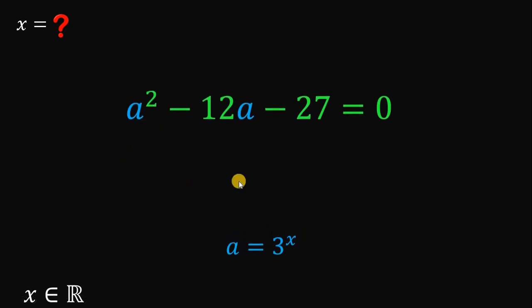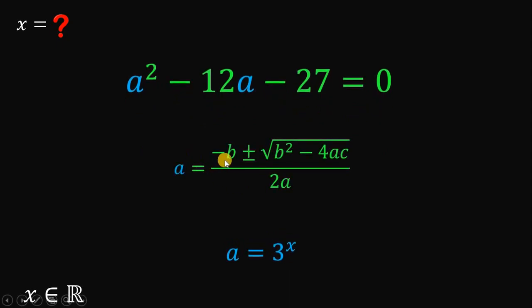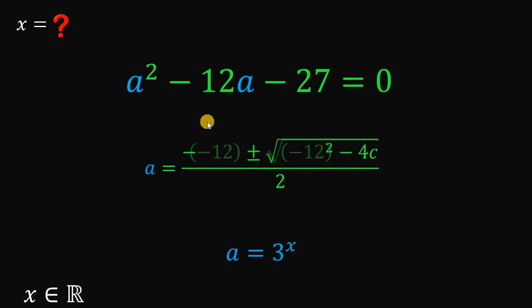Now let's use the quadratic formula. So we have negative b plus or minus square root of b squared minus 4ac, all over 2a. The value of a in this quadratic equation is the coefficient of a squared, which is equal to 1, so let's replace all a with 1. Also, this b is the coefficient of a, which is equal to negative 12, so let's replace all b with negative 12. And the c is the constant term, which is negative 27.